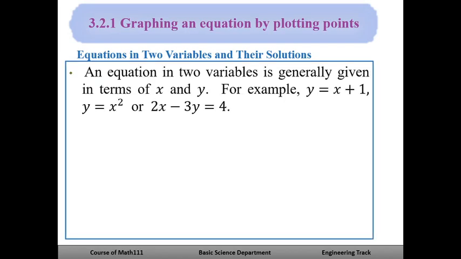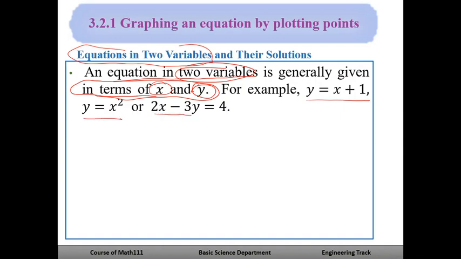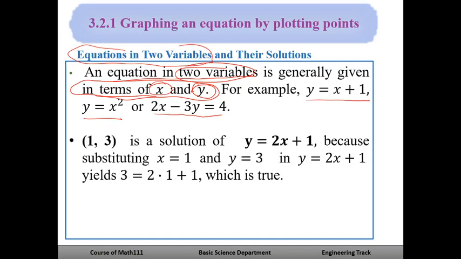So an equation in two variables means an equation in terms of x and y. So it has two variables. Most of the time it's x and y. So for example, y is equal to x plus 1, or y equal to x squared, or 2x minus 3y equal to 4.